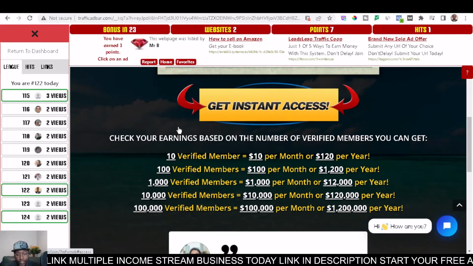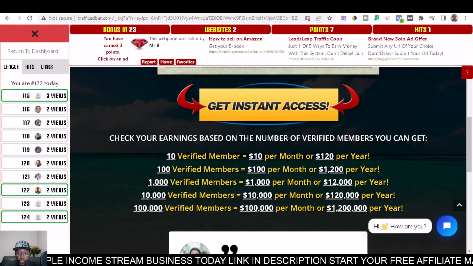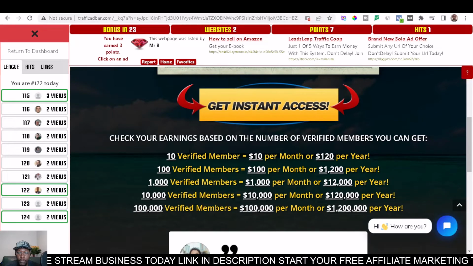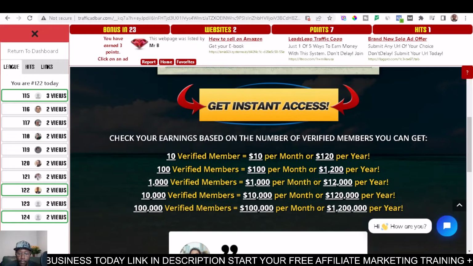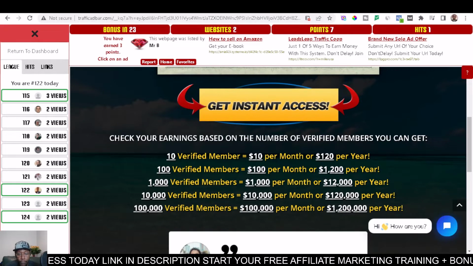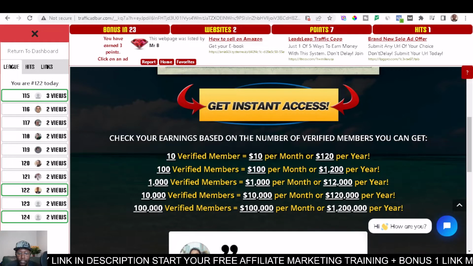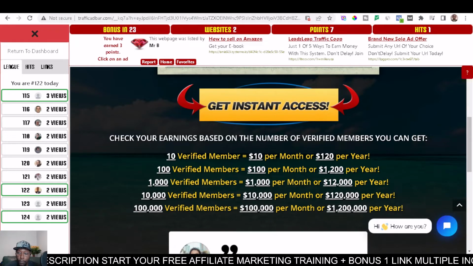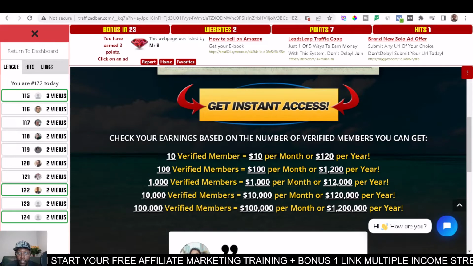Okay, you guys, so it says check your earnings based on the number of verified members you can get. So 10 verified members equals $10 per month, or $120 per year. All right, so then they've got the examples for 100, 1,000, 10,000, 100,000. So 100,000 verified members equals $100,000 per month, and that's $1.2 million per year.